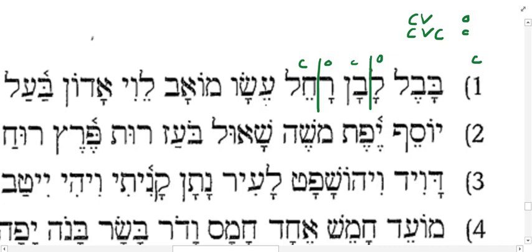Ayin has a vowel. Sin has its own kametz, so these consonants get their own vowels, they get their own syllables. A, and then sav. A is open, because I have only a consonant vowel, and then I have a consonant vowel consonant, closed. Next I have mo, av.